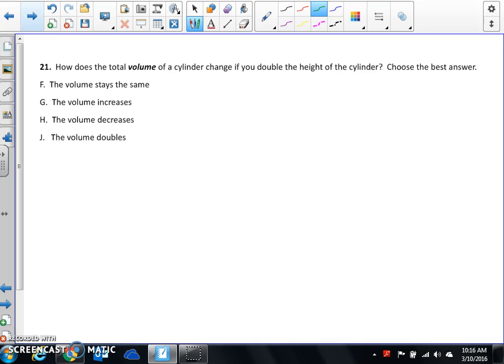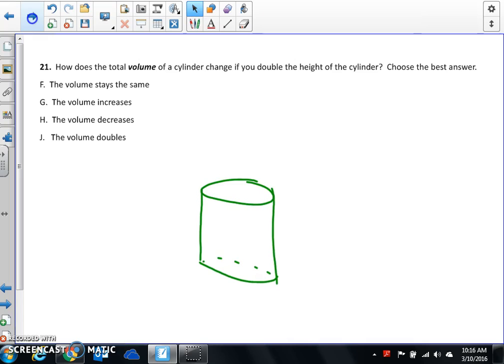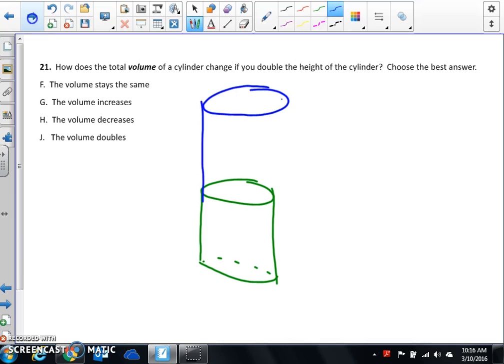How does the total volume of a cylinder change if you double the height of the cylinder? So let's just take a good old cylinder. If we doubled the height, it just means that we would add the exact same can on top of it. Therefore, if the height is doubled, then the volume will also double.